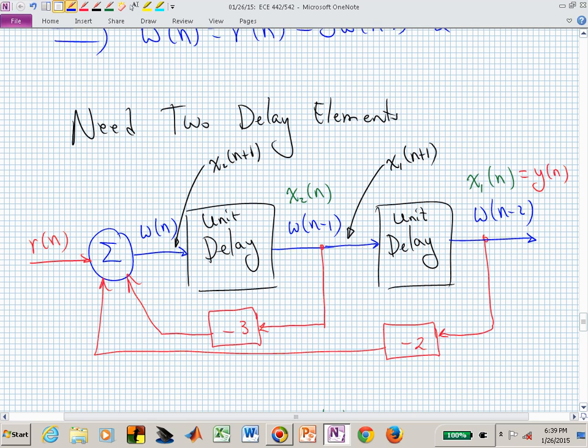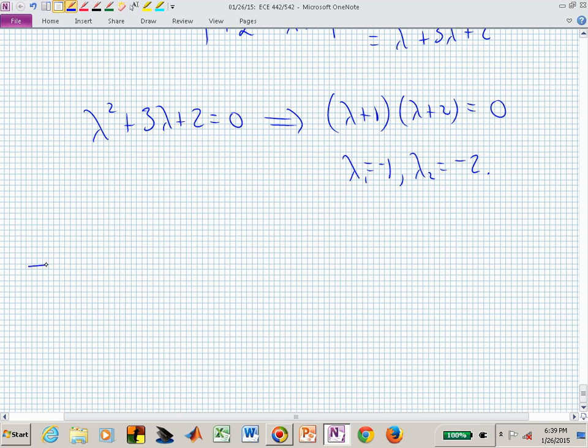Now, this is in the time domain. We also want to be becoming comfortable in the frequency domain.